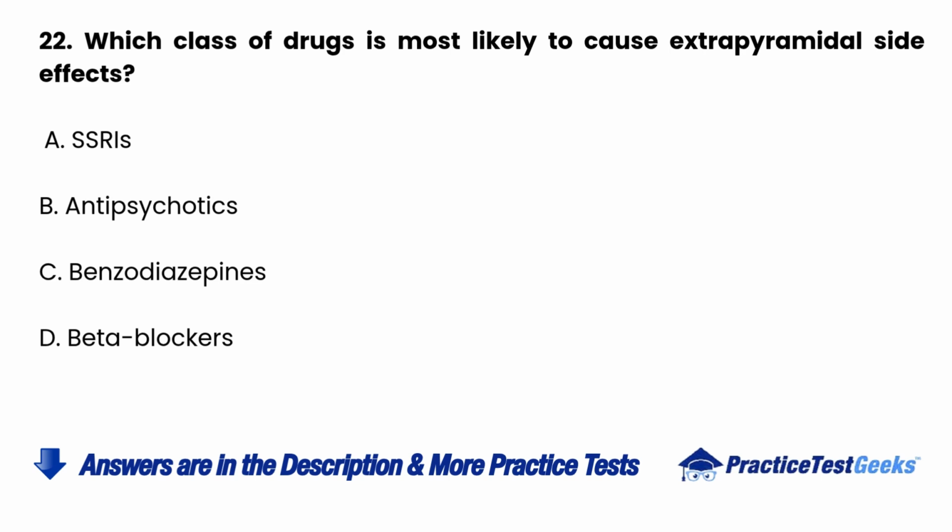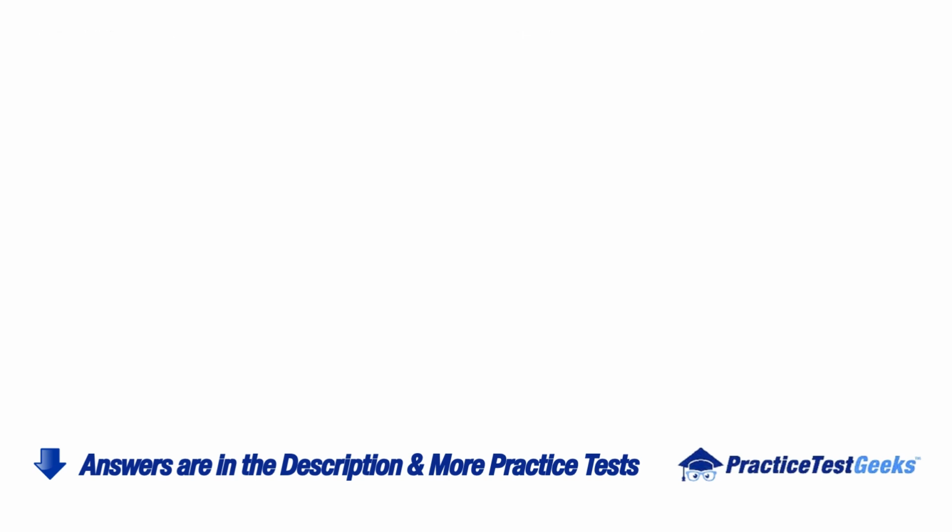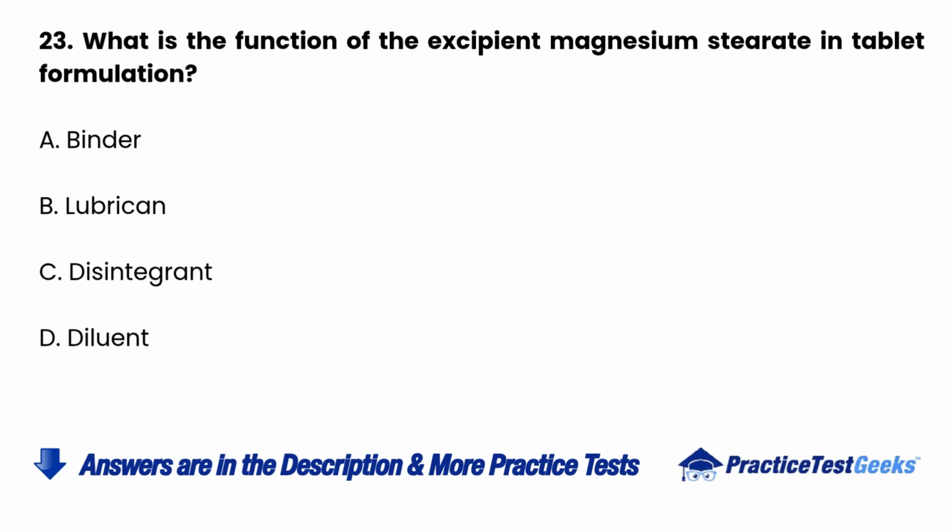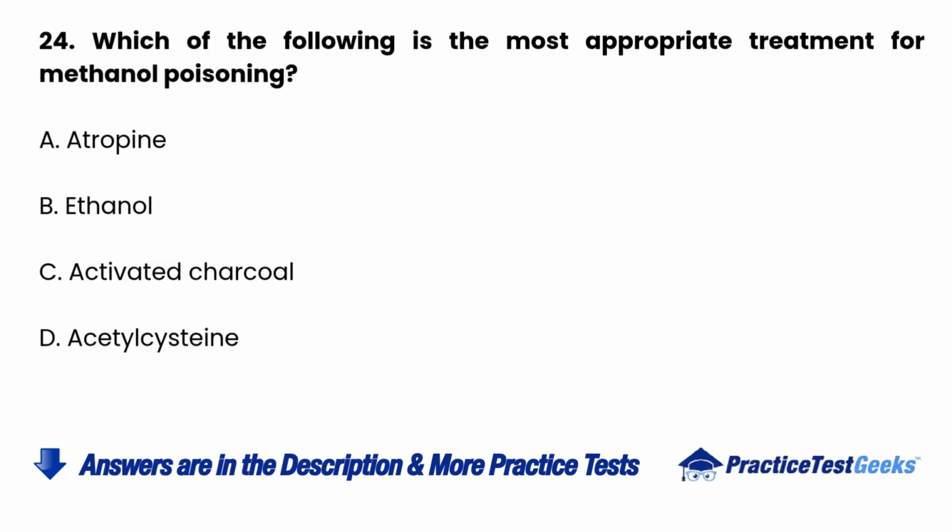A. SSRIs. B. Antipsychotics. C. Benzodiazepines. D. Beta blockers. 23. What is the function of the excipient magnesium stearate in tablet formulation? A. Binder. B. Lubricant. C. Disintegrant. D. Diluent. 24. Which of the following is the most appropriate treatment for methanol poisoning?